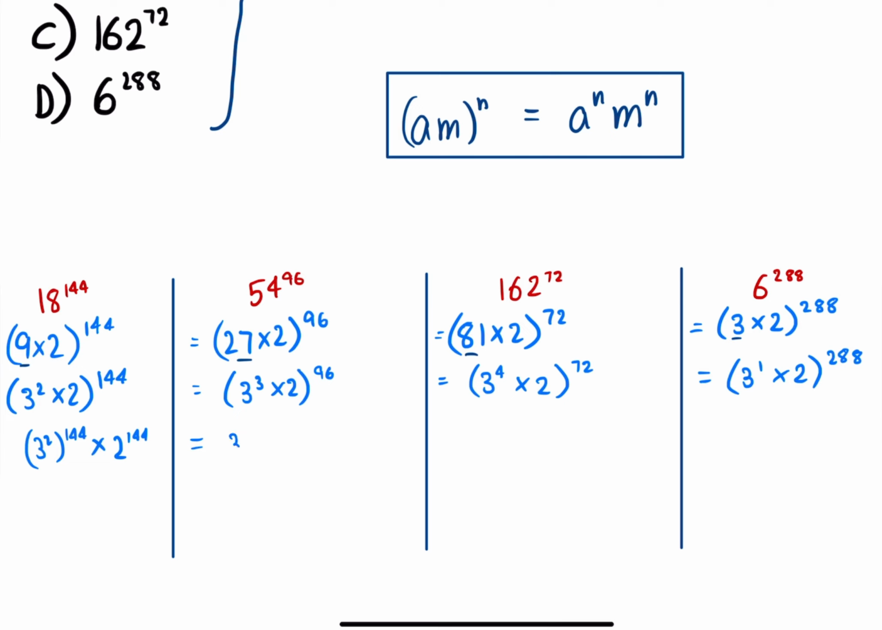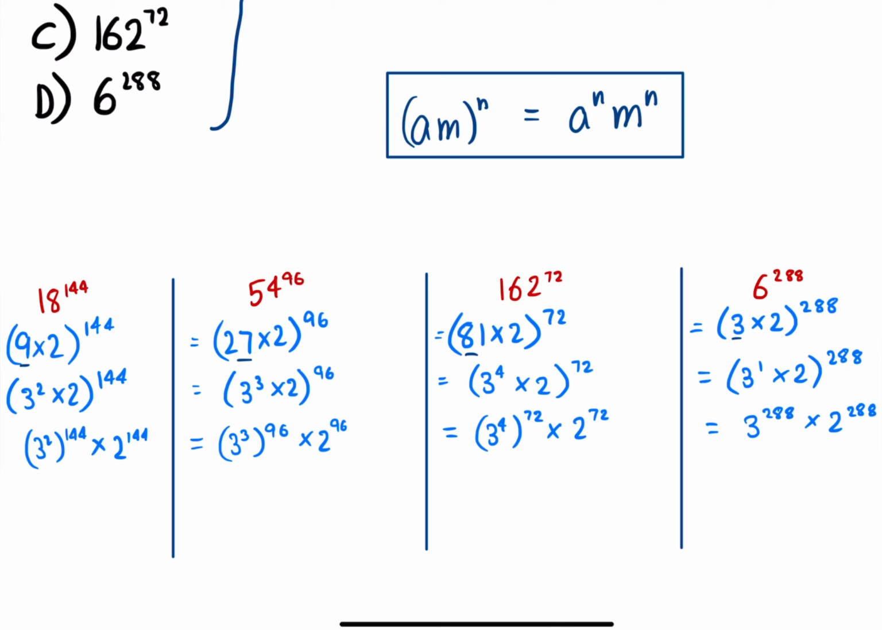Then over here, 3 cubed raised to the power of 96 times 2 raised to the power of 96. Over here, we have 3 raised to the power of 4 raised to the power of 72 times 2 raised to the power of 72. And lastly, we have 3 raised to the power of 288 times 2 raised to the power of 288.